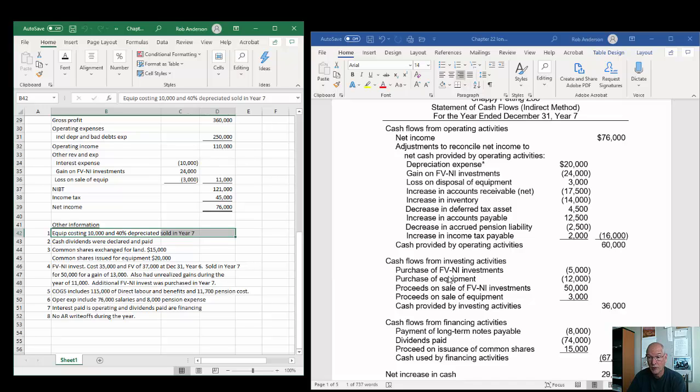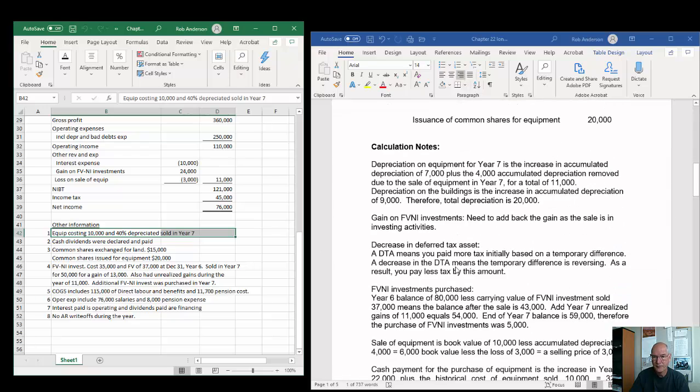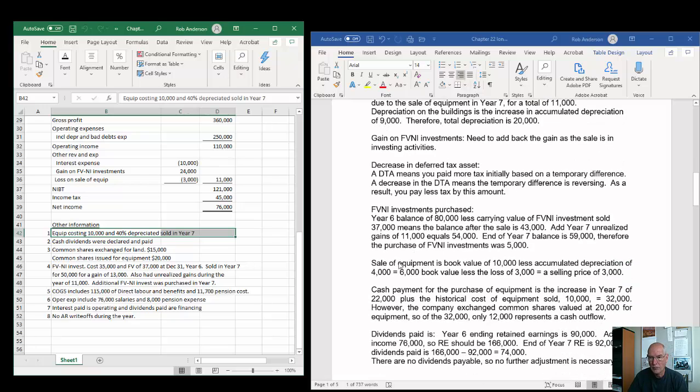We need to know the proceeds on sale for our investing activities, and we can now calculate that, because if you remember your basic financial accounting, the book value of your equipment, I'm just going to go down here because I wrote it out. The book value of your equipment is historical cost minus accumulated depreciation, in this case, 6,000. Your loss was 3, therefore you sold it for $3,000. There, pretty basic, right?